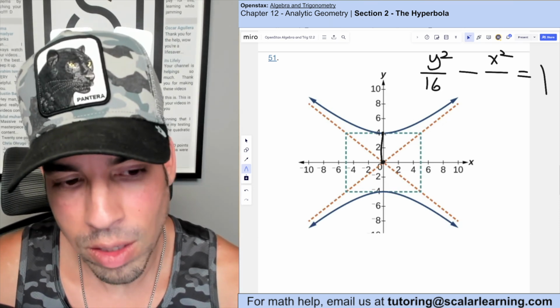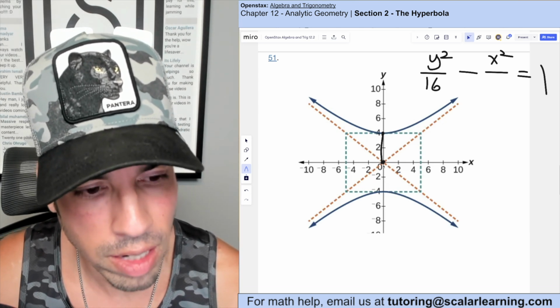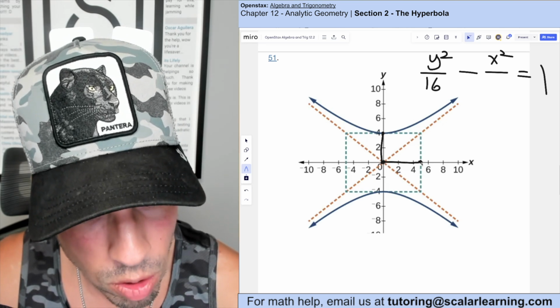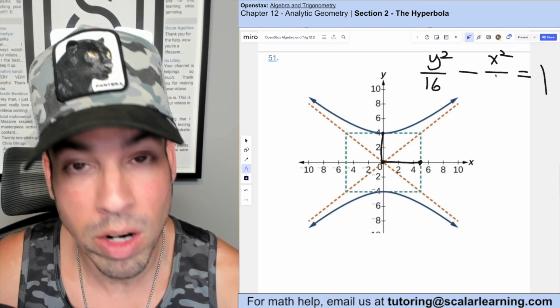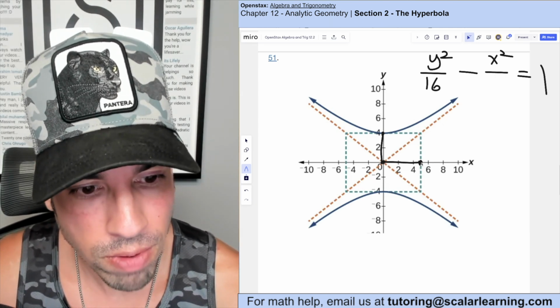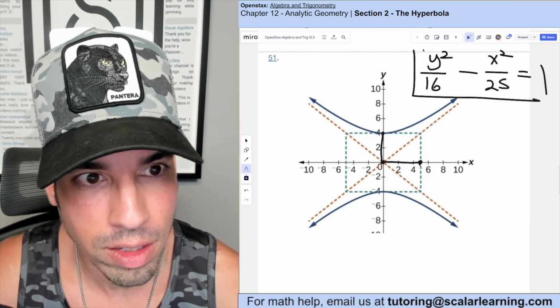Now, here's the thing. With this nice little nifty box, I don't even need to look at the foci. I don't need to look at anything because if I know this distance horizontally that we go out, that value squared is what goes under the x. So since I can see this nice rectangle, I just go 5 and square it, which is 25, throw it under the x, and that is how you do it.